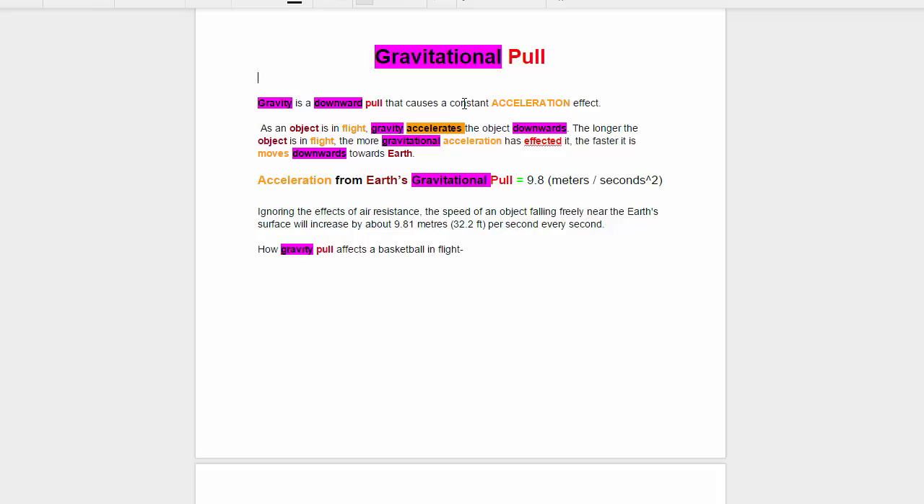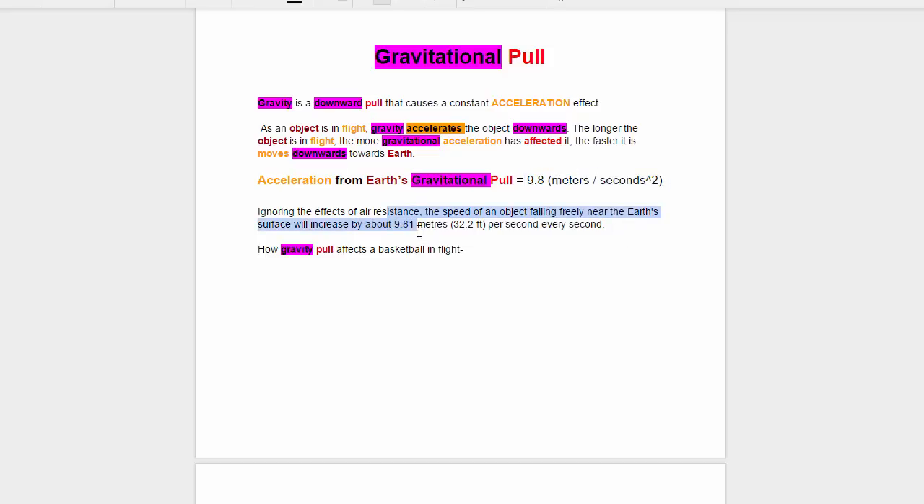Gravity is a downward pull that causes a constant acceleration effect. As an object is in flight, gravity accelerates the object downwards. The longer the object is in flight, the more gravitational acceleration has affected it. So basically, the longer an object is in the air, the faster it's moving downward, the greater its downward velocity. Specifically, it's 9.8 meters per second squared. So that really adds up fast.